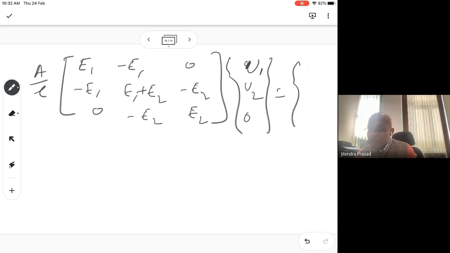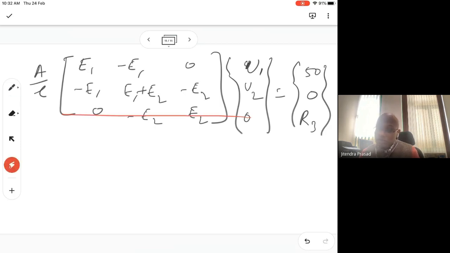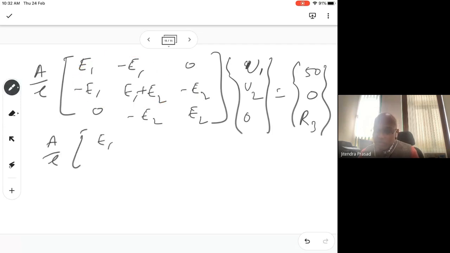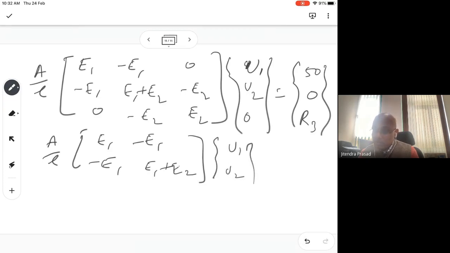Then we have 50 here, then 0, no force there, and then you have R3, and then you solve it. When you solve it, this is 0 here, so this and this go away, so you have just this, A over L, and then E1, minus E1, minus E1, E1 plus E2, right? And then U1, U2 is equal to 50, 0. And then you invert it now.